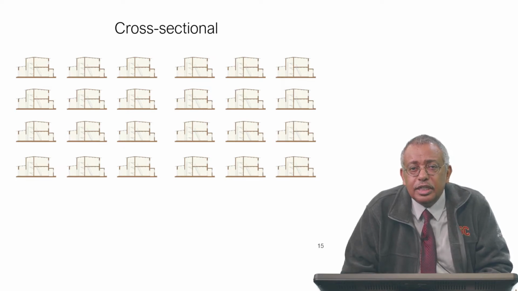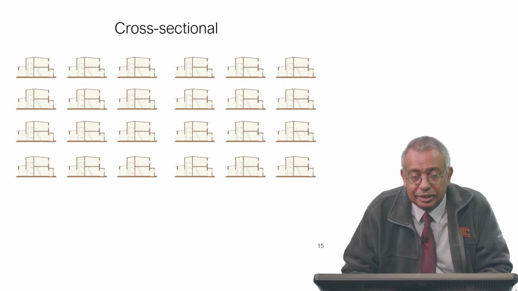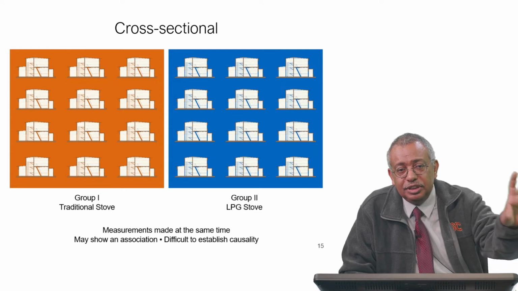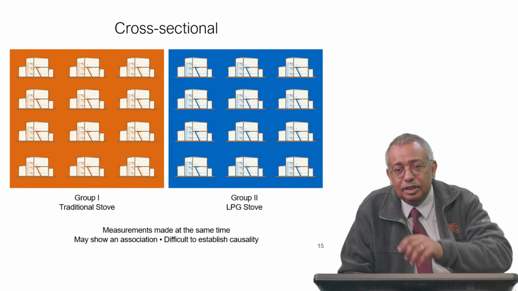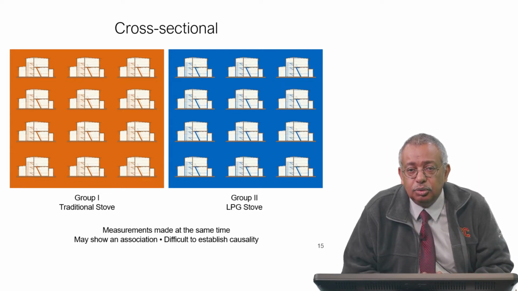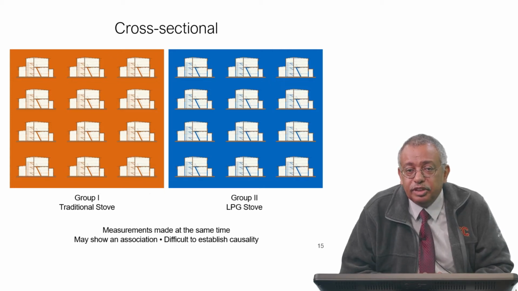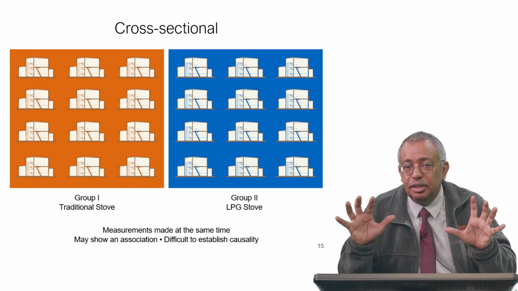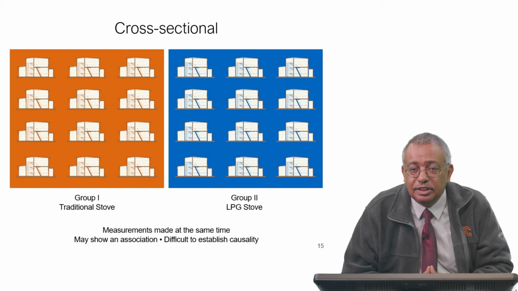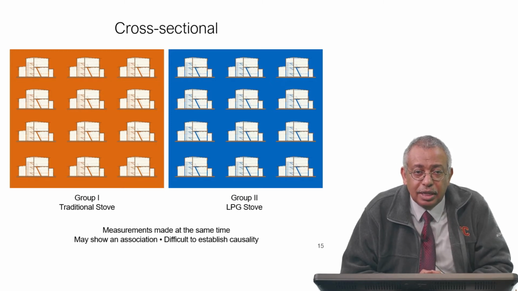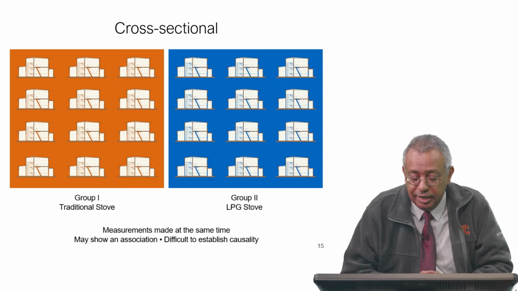One kind of study that we can conduct is what we call a cross-sectional study. And here basically what you have is two groups. One group is assigned to traditional stoves. The other group is assigned to LPG, which is the clean stove group. And then measurements are made at the same time. So you have the stove usage, and you also look at the outcome at the same time. So it may show an association, but it's very difficult, as you can imagine, to establish causality because both the exposure and the outcome are happening at the same time.